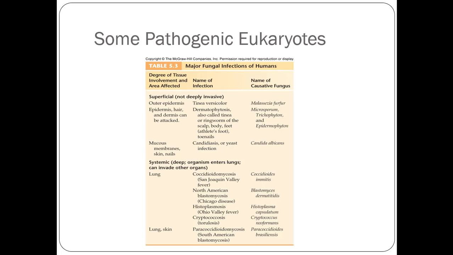Some pathogenic eukaryotes, which is the last part of this little presentation here. These are some fungal infections for humans. They can be superficial, such as things like jock itch, outer epidermis, tinea versicolor, candidiasis, which is another fungal infection, yeast infections caused by these different fungi over here. Systemic infections are more on a deep level and affect us more. They can affect the lungs or the skin, such as those listed there.